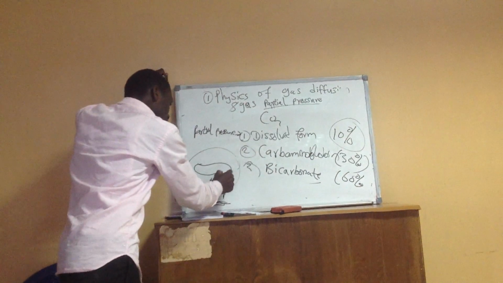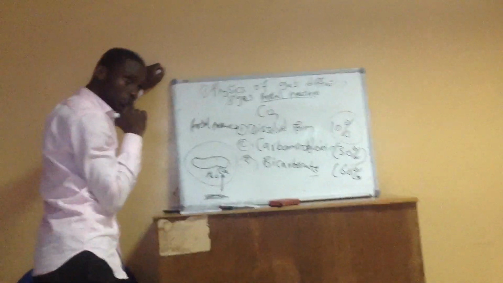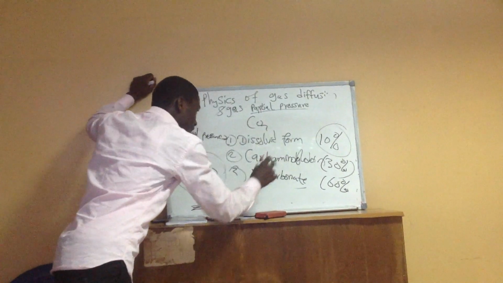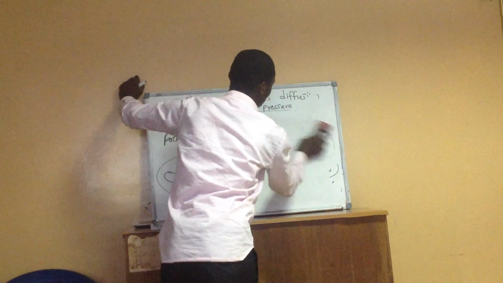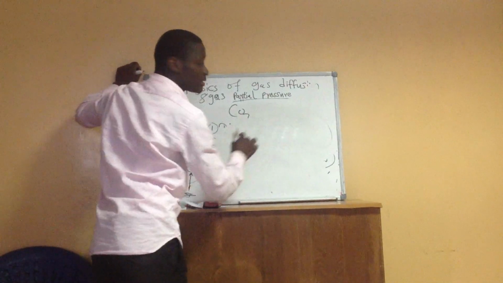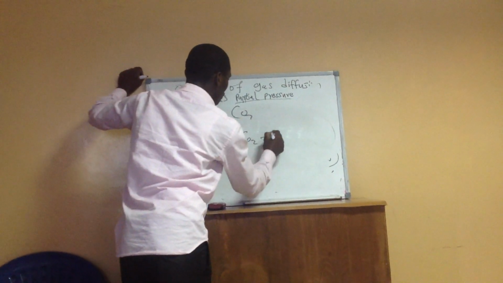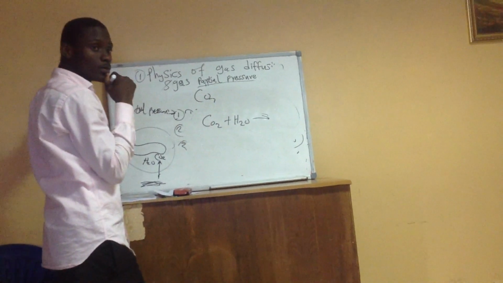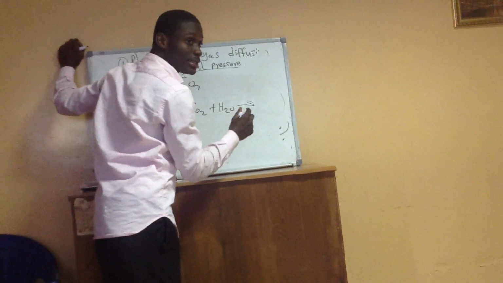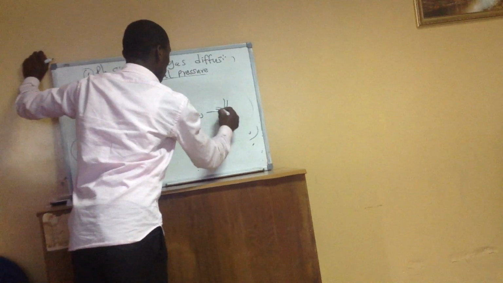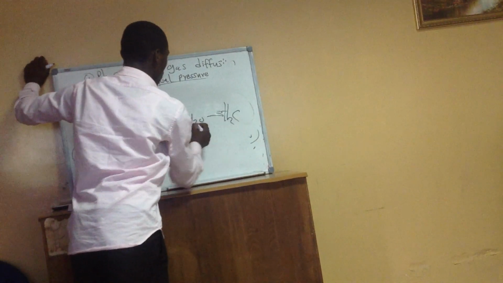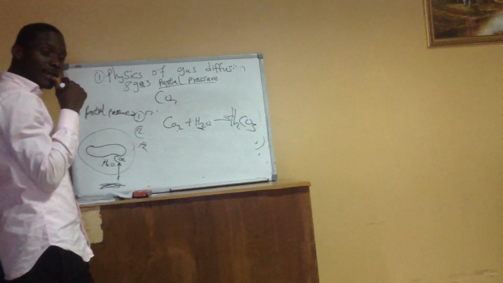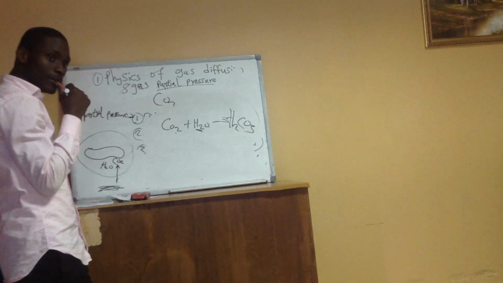As CO2 enters into the blood, what happens? It binds with water. Now let me enlarge it on this side. CO2 plus H2O will give us what? H2CO3, carbonic acid. Do you get that? Good.